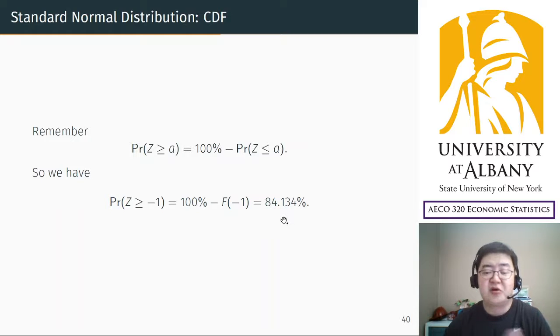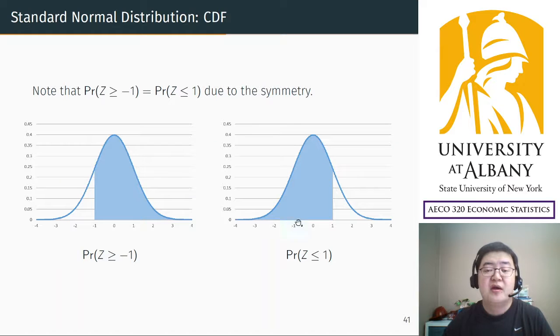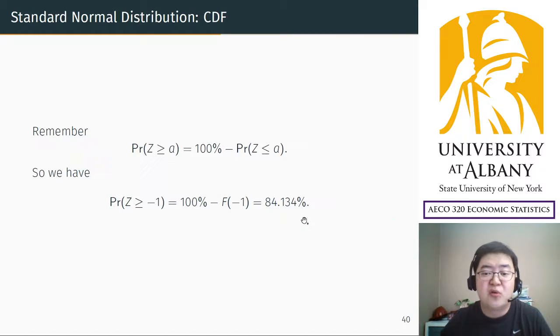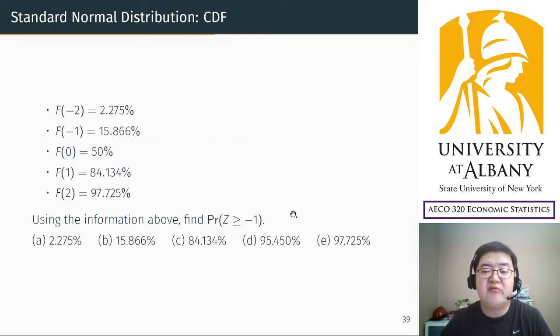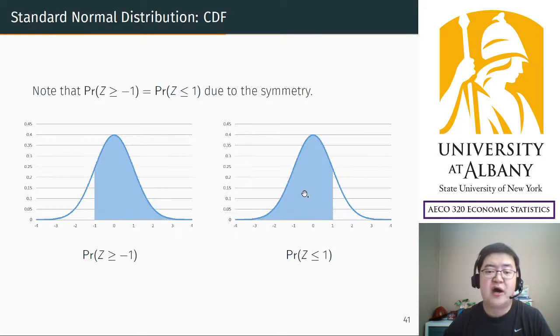That's what we learned in an earlier part of this slide. So it is 84.134 because the CDF at minus 1 was 15.866. By the way, we calculated this and it happened to be the same as F of 1. So let me explain why.